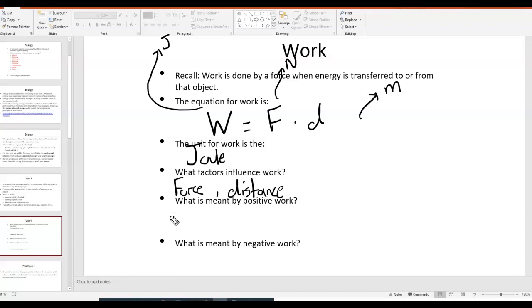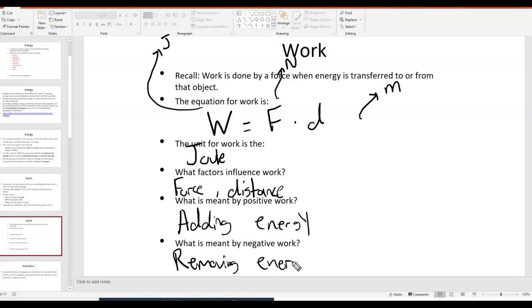Now, work can actually be positive or negative. So what is meant by positive work? This might be kind of a common sense type of thing, but remember that the concept of work is you're transferring energy to or from an object. So what is meant by positive work? Positive work means you're adding energy to an object. Negative work means you are removing energy from an object.